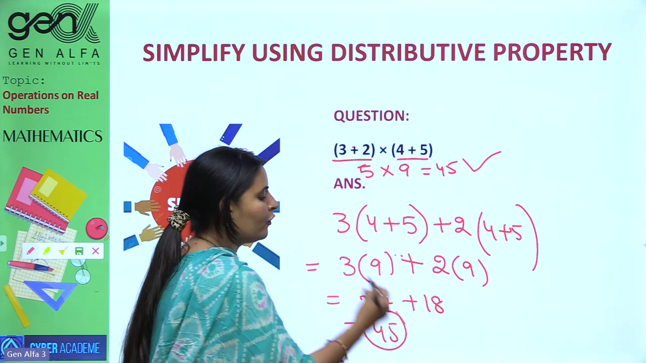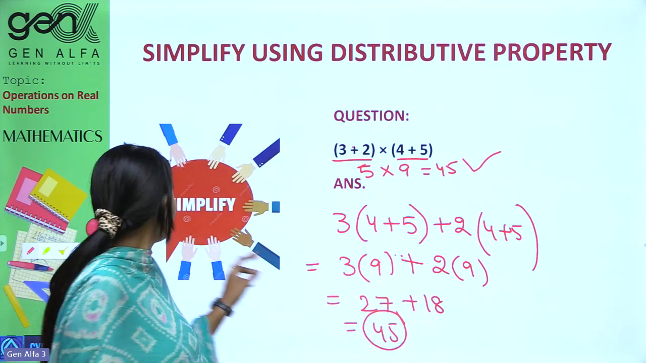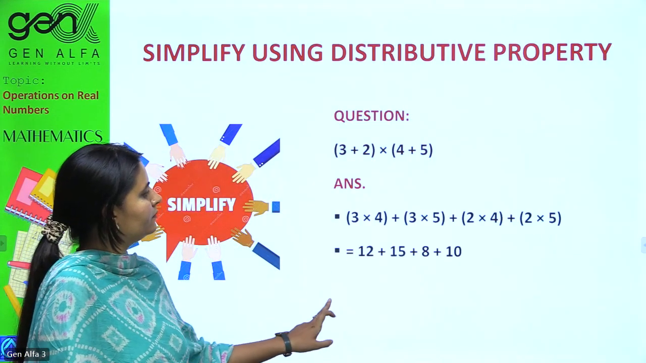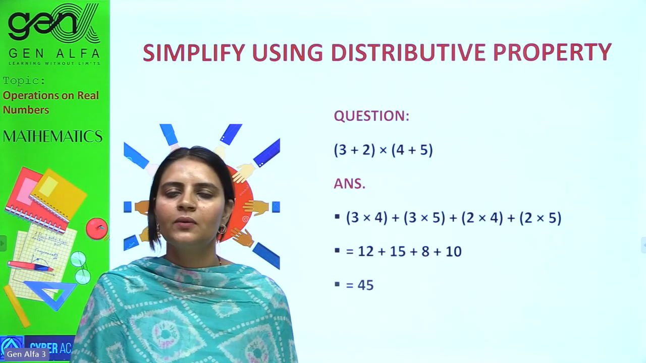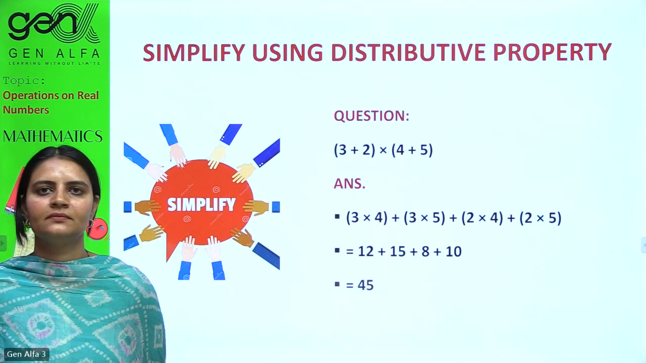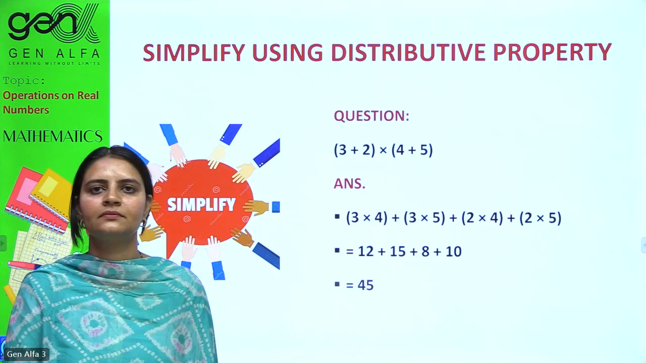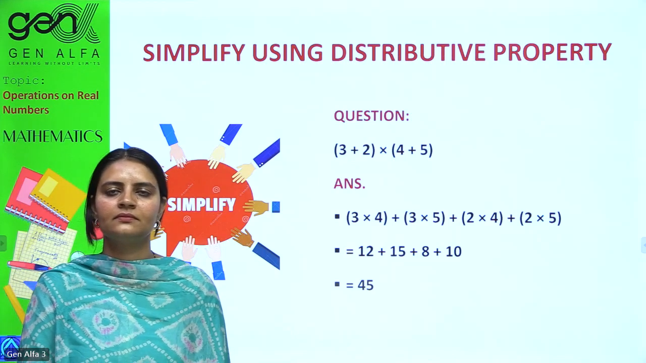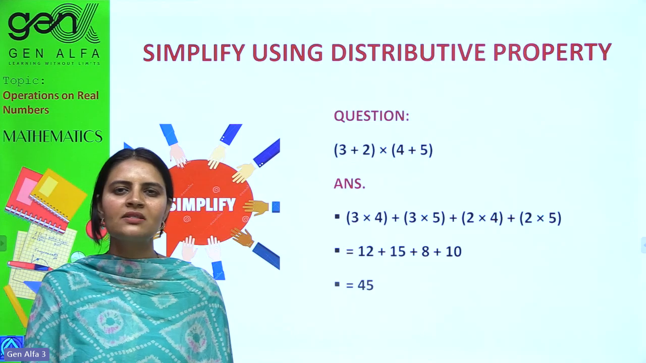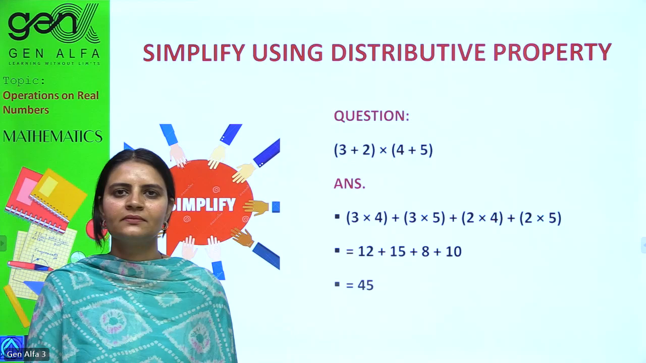Your answer is 45. Understood? Just note it down. Let me just make it more clean. Note it down. It's very easy. We need to just identify the property and you will get the answer. All set?